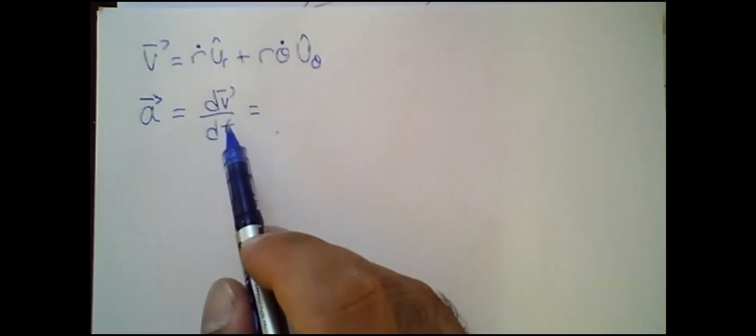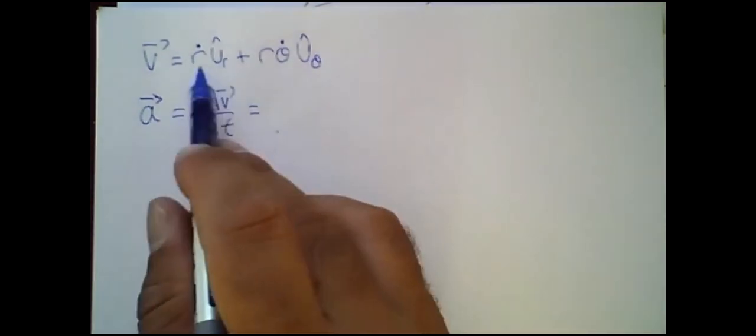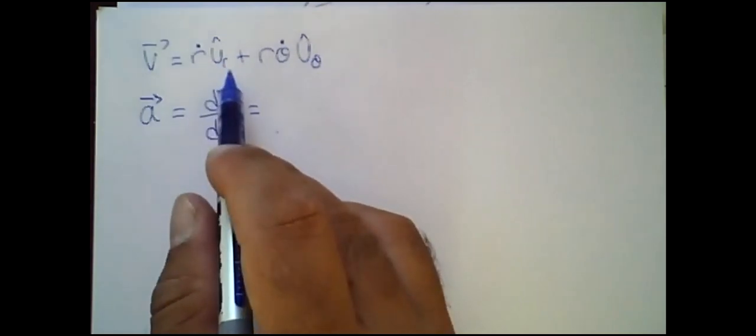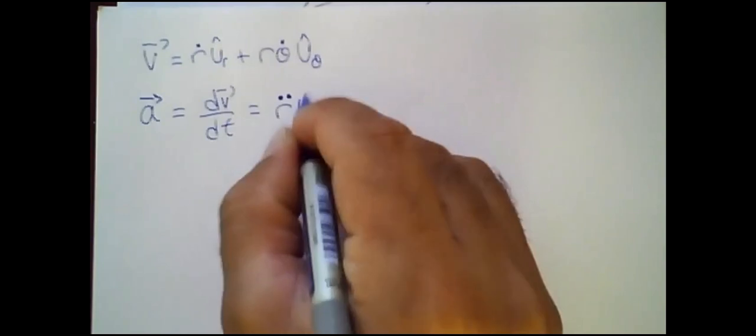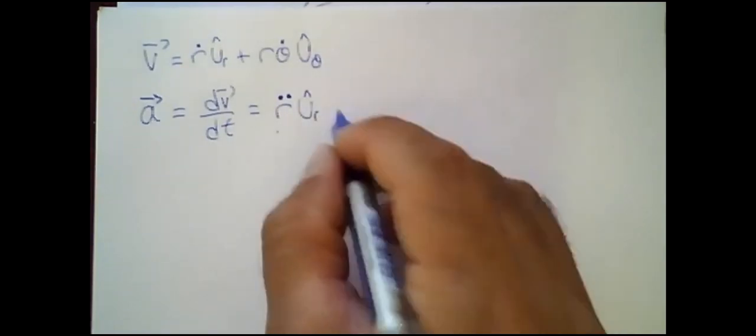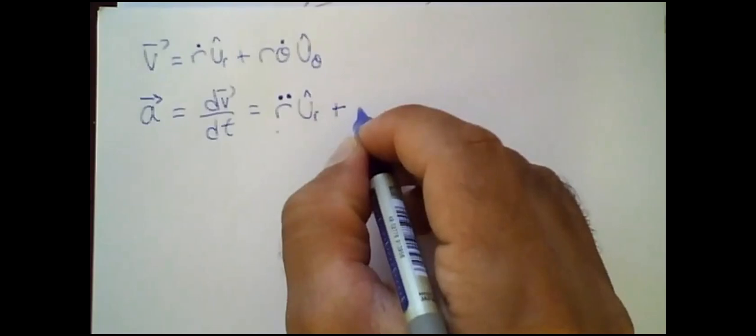R double prime UR. Okay, A is equal to dV over dt, right? So I'm going to differentiate this. Can you help me how to differentiate this? So R double prime, exactly, UR, right? UR, yep. Plus R theta double prime U theta.